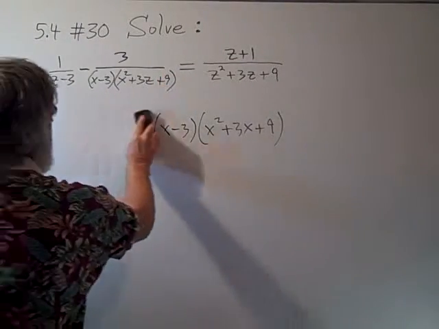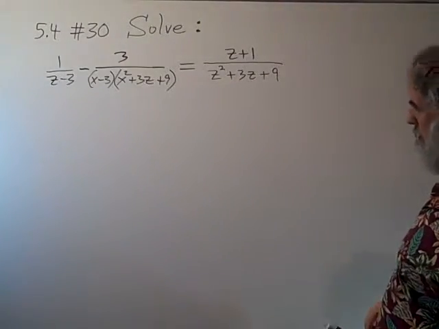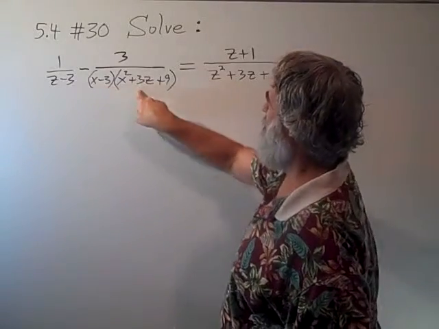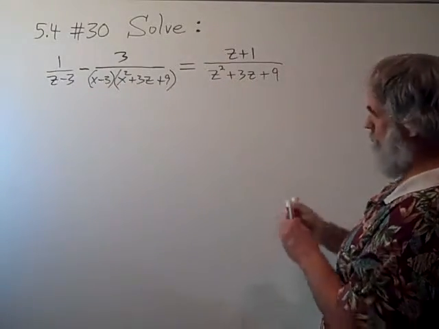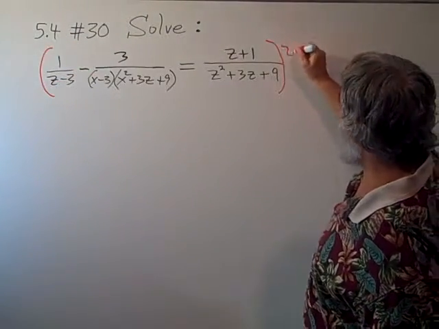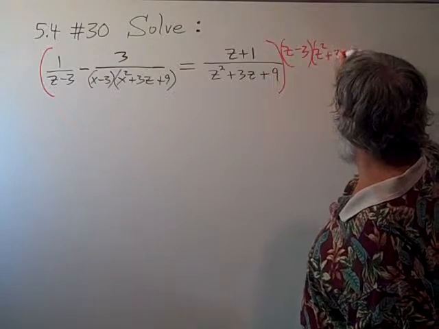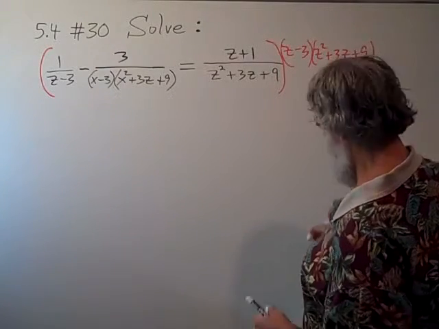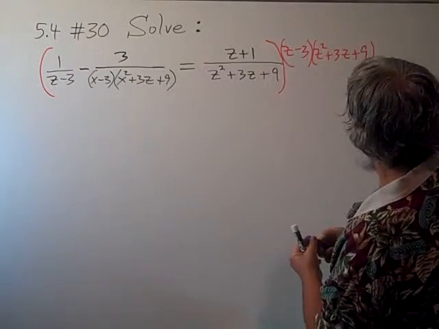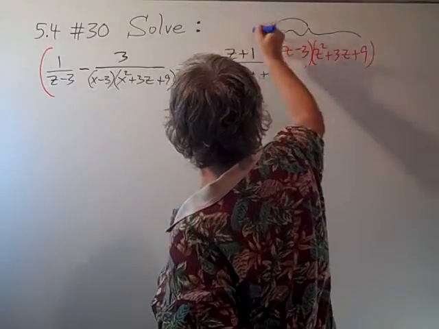Then you can see what we need to multiply both sides of this equation by in order to cancel out all of those denominators. It's this product in this denominator. That will cancel out every denominator. So we'll multiply every term in the equation by z minus 3 times z squared plus 3z plus 9. And this expression is going to be distributed now through to each term in the entire equation.